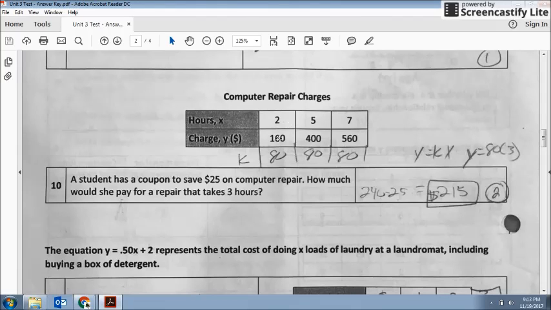So we're going to do y divided by x all the way down: 160 divided by 2, 400 divided by 5, and 560 divided by 7. Every time we do that, we get a rate of change of 80. So it is proportional. k is going to be the unit rate, so basically it is $80 per hour. So 80 times 3 is $240. But you've got to subtract your coupon, so you subtract the 25 right here, and you wind up with 215. So that was worth 2 different problems there, the setup along with the answer. 2 points for the setup, 2 points for the answer, for a total of 4 points.